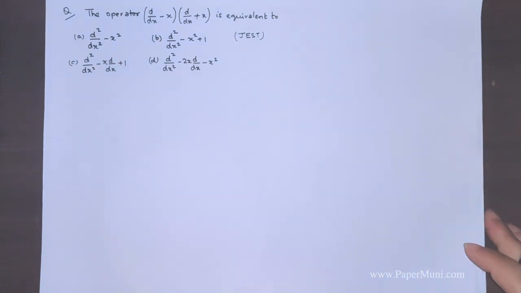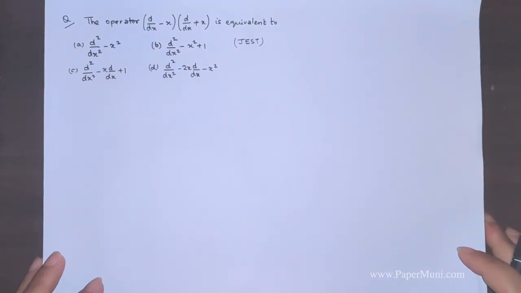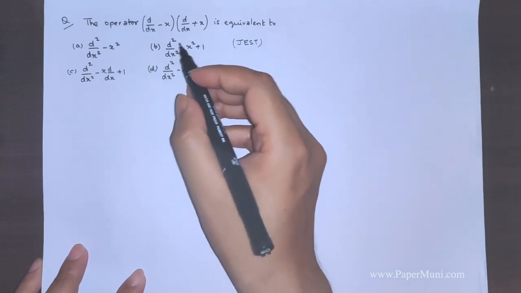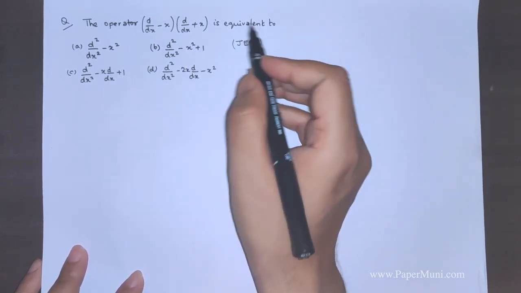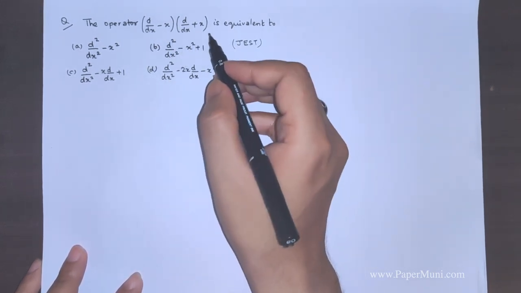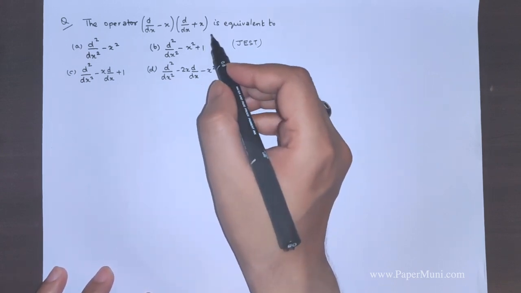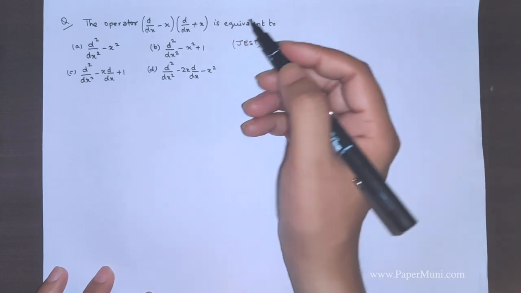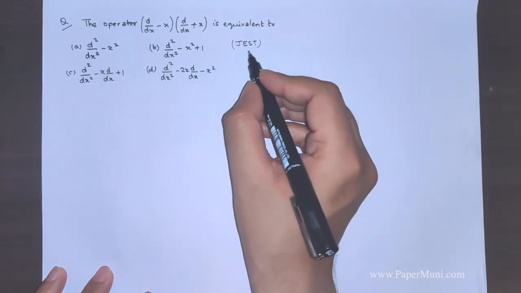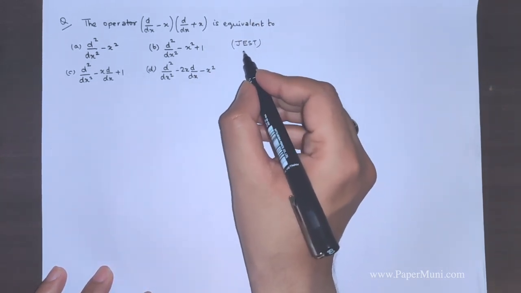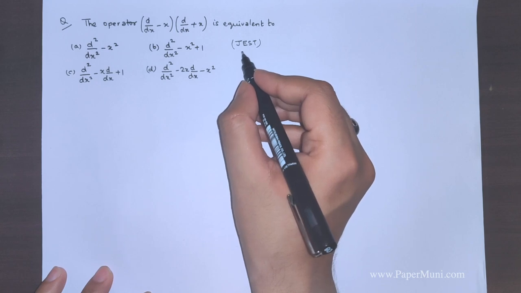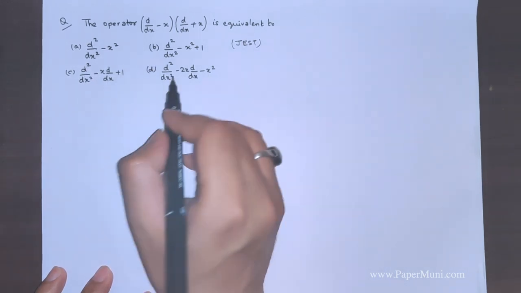Now this question says that the operator is equivalent to, or rather, simplify an operator. To simplify an operator, you always need to have a function to operate on, a wave function. This is a question which came in JEST, I think in the year 2013 maybe. So these are the options given to you.